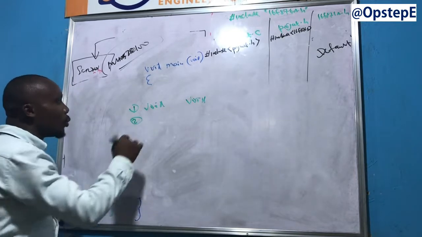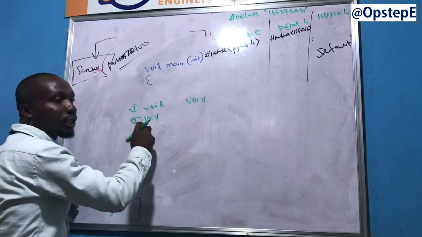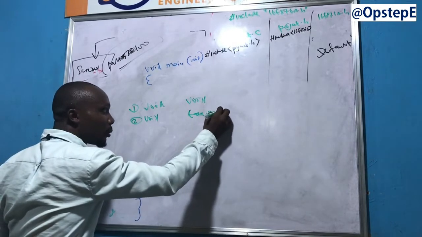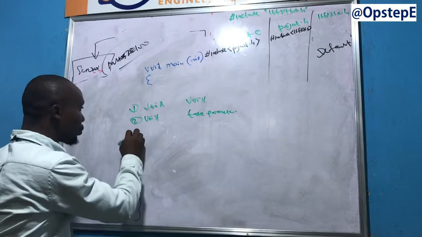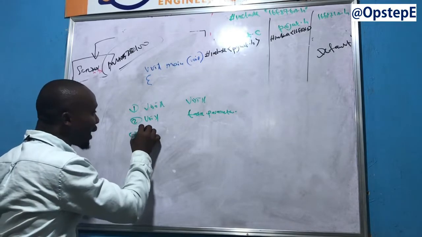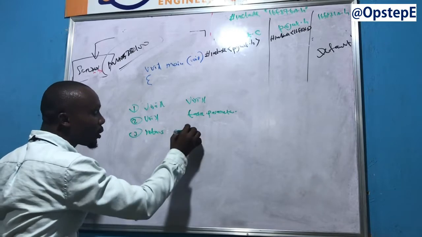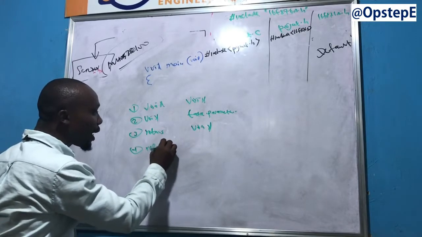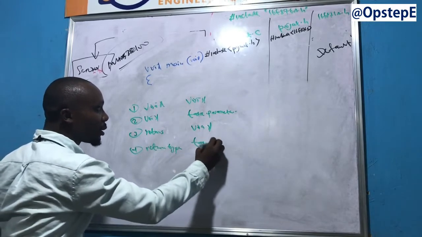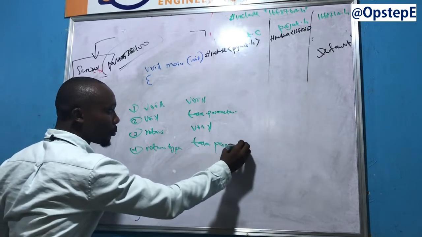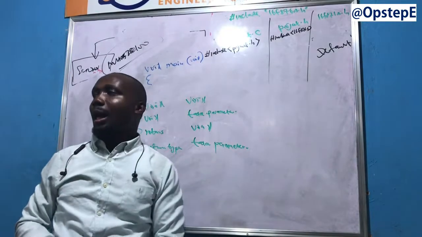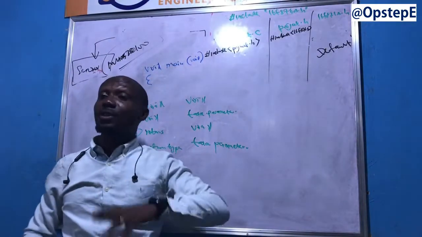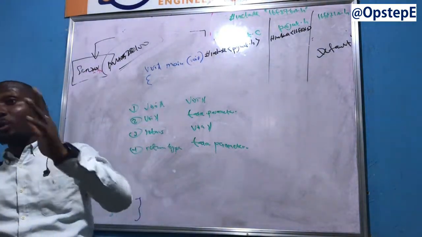The second one will be the void, the one that does not return any type, but takes a parameter. Thirdly, there will be the one that returns a type and does not take a parameter. The fourth one will be the one that returns a type and takes a parameter. And the best and easiest way to explain it is to actually give an example. So I have to create a system, just write a function, and then show you how it goes.